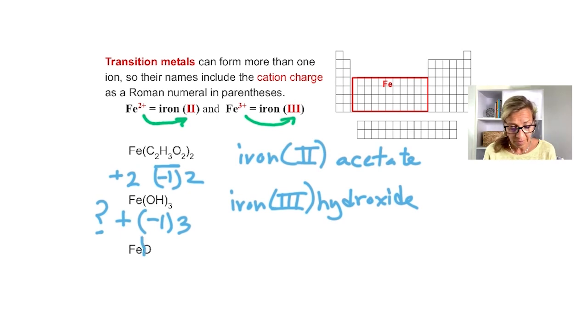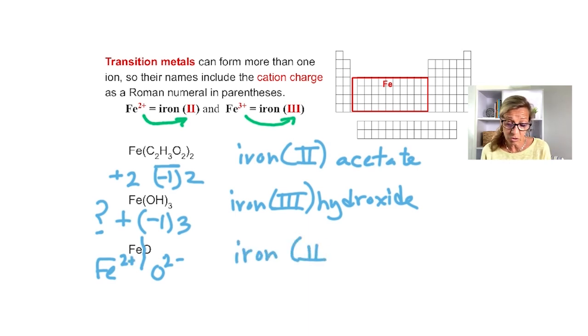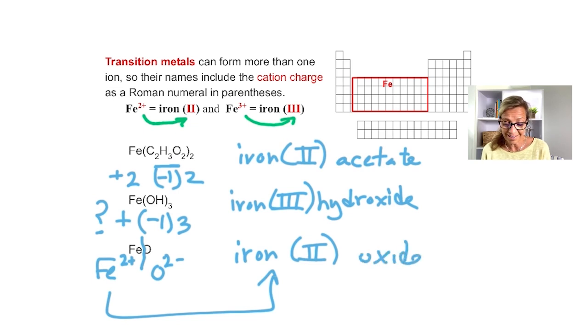The last one, if I break that in half, oxide is an O2-, so the cation must have been a 2+, so we would name it iron 2 oxide. Okay, remember, in parentheses, it's not how many, it's the charge of the transition metal. The next lesson, we're going to talk about writing these formulas, and we'll put these two things together, names and formulas, and you will be a pro at this.